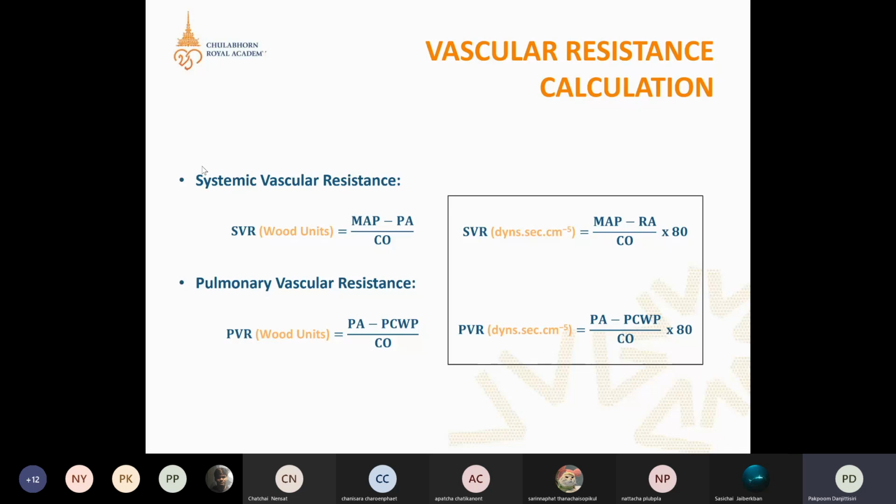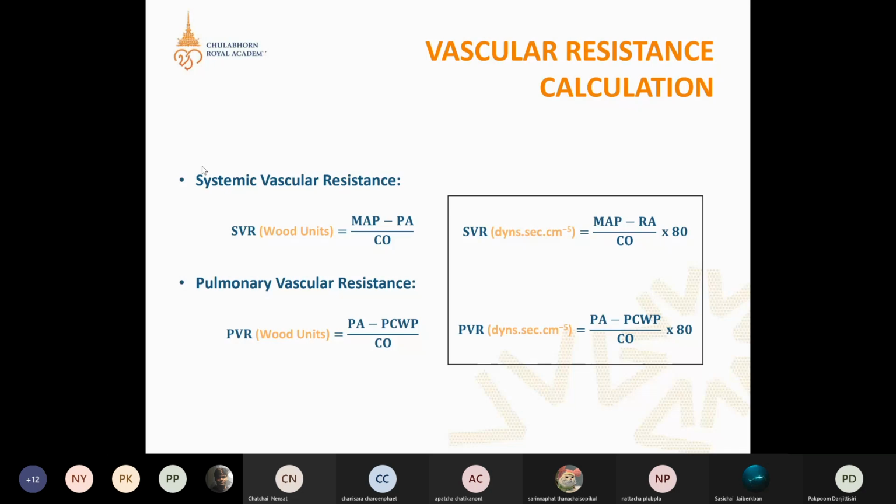Okay, so SVR equals mean arterial pressure minus pulmonary artery pressure and then divided by cardiac output. Just imagine, to make you understand more easily, if you look at the systemic vascular resistance, you are focusing on the systemic circulation, right? The systemic circulation starts from the LV. The left ventricle pumps out the blood into the aorta, right? That is the starting point.